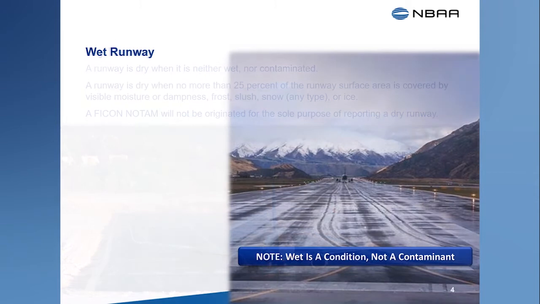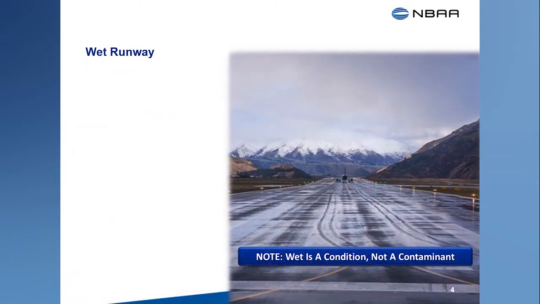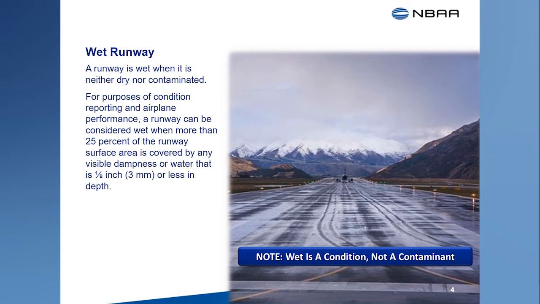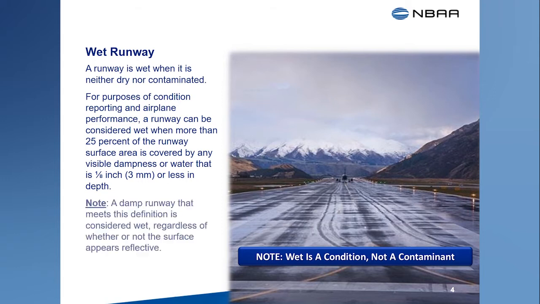Now let's take a look at a wet runway. It's not dry, but there are no other contaminants present. For the purposes of runway condition reporting and aircraft performance, a runway that is visibly damp or that has standing water up to a depth of 1/8 inch or less is classified as wet. It's important to understand that a wet runway defines a condition, not a type of contamination.